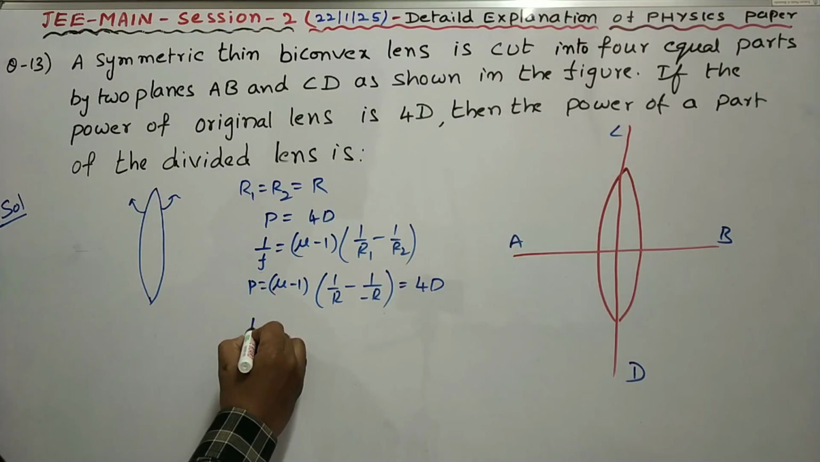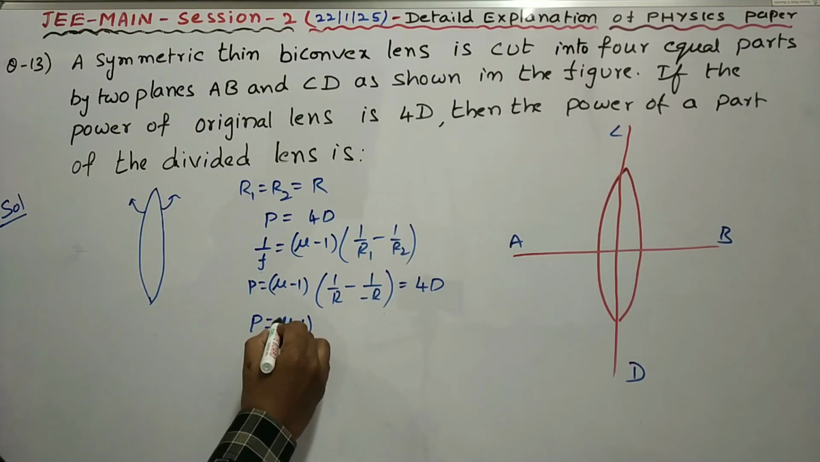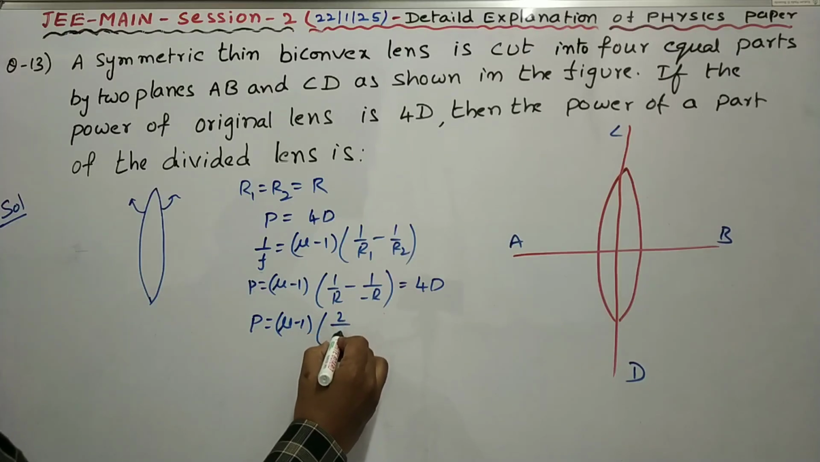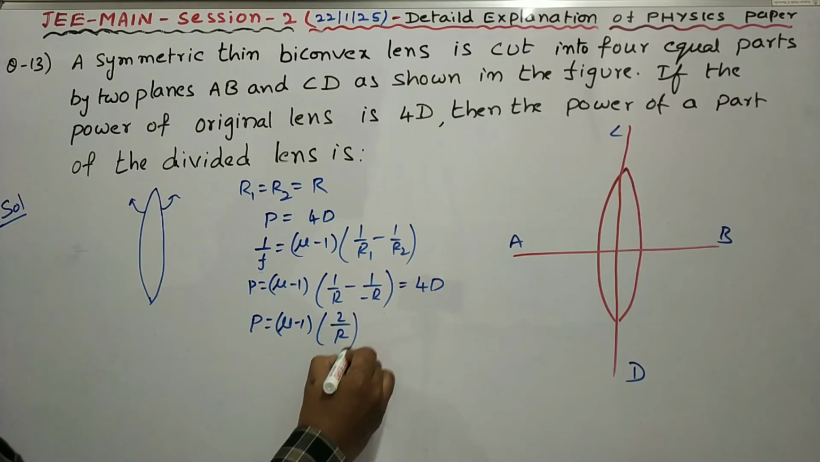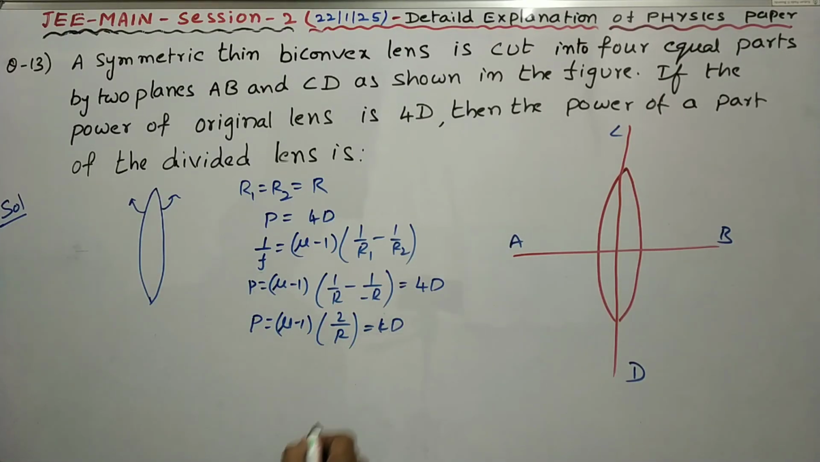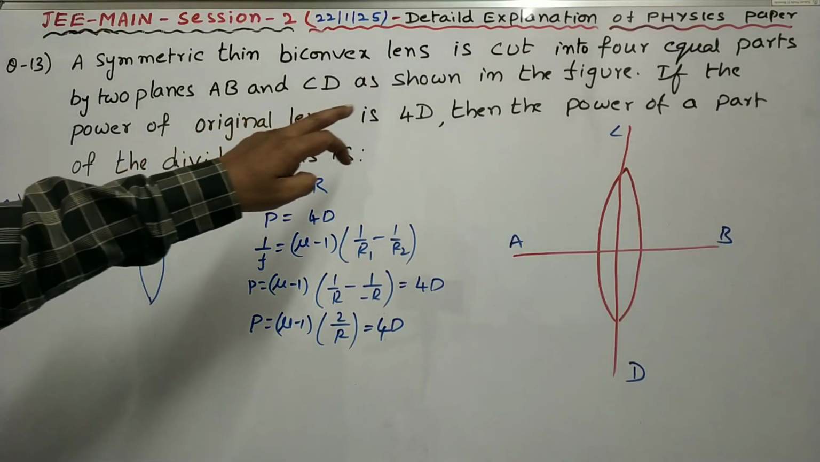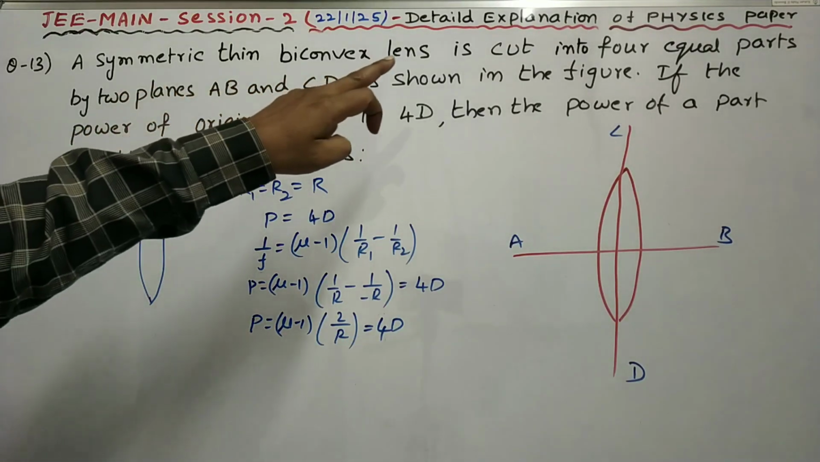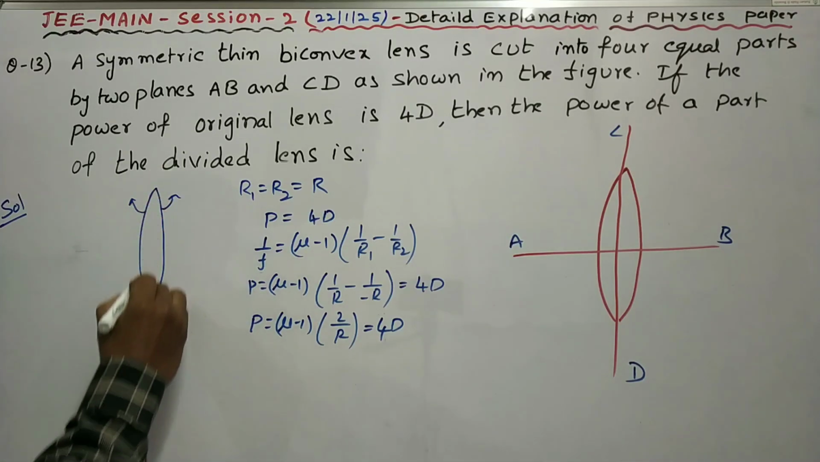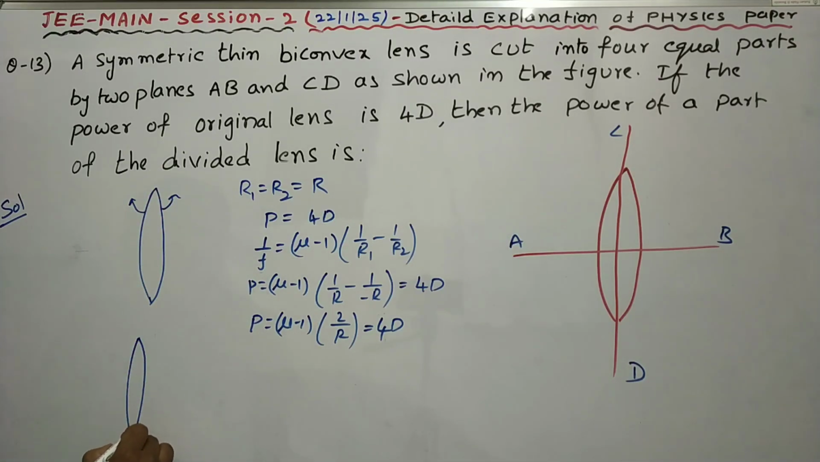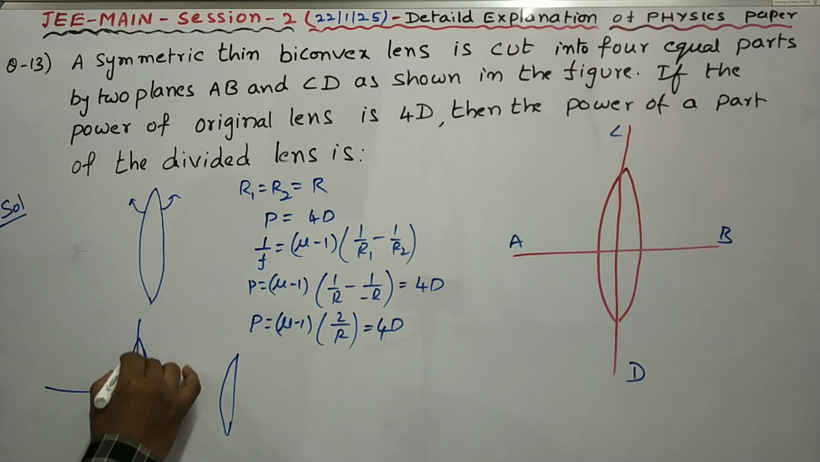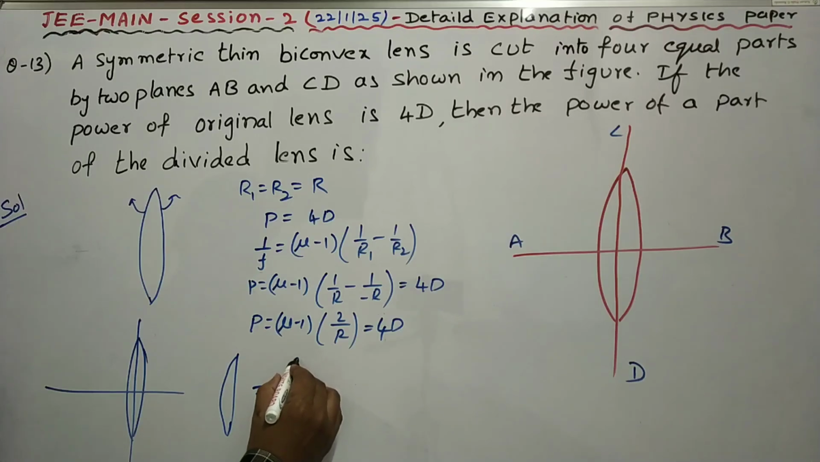So what do you get? P is equal to (mu minus 1) into 2 by R, which is equal to 4D. This is given. Now, what happens if the lens is cut into 4 equal parts? The same lens is cut into 4 equal parts. So this is one part, this is another part, this is the third part, like this, isn't it?